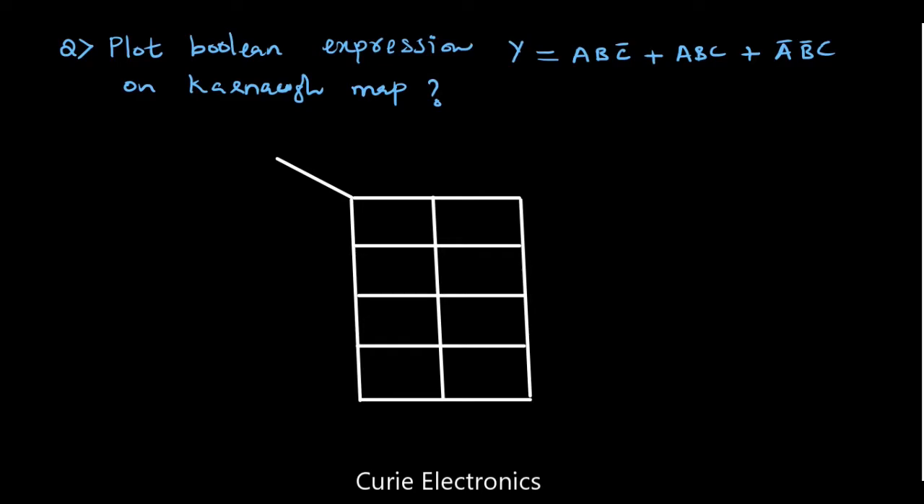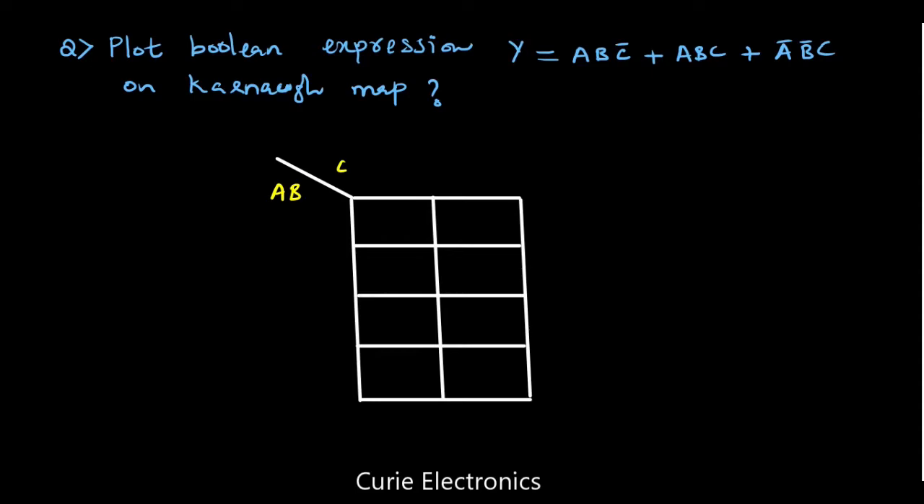Plot the boolean expression y equal to A B C bar, or A B C, or A bar B bar C. This is a 3 variable Karnaugh-MAP. So we know we need 8 cells, and as per that I have made the boxes. Now let's write AB. We are going to map the expression ABC.